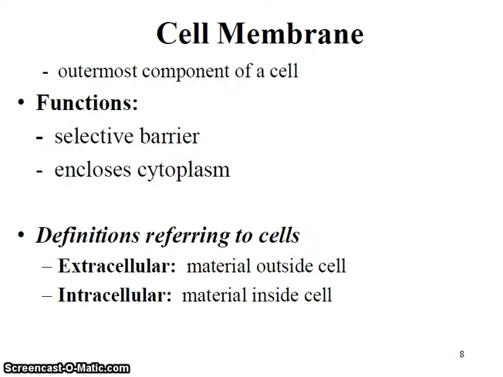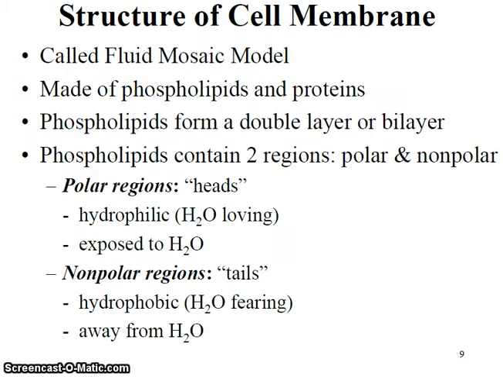A cell membrane is the outermost component of the cell. It is a dynamic structure. It's not just an envelope that holding the cell contents in place. It is a dynamic structure, and we will take a further look at it. Notice some of the functions. Definitions referring to cells: extracellular means outside of the cell or exterior to the cell membrane. Intracellular means interior to the cell or interior of the cell membrane. Here is the structure of the cell membrane listed for you.